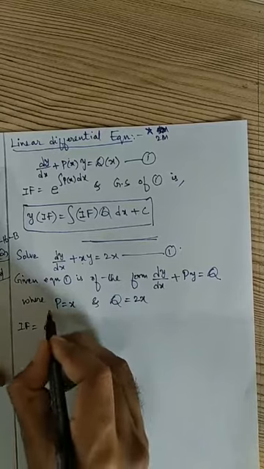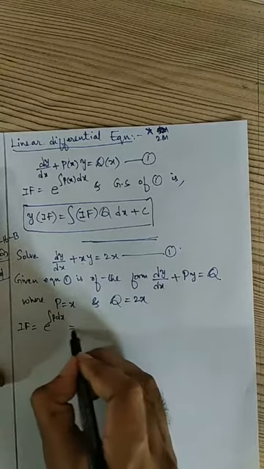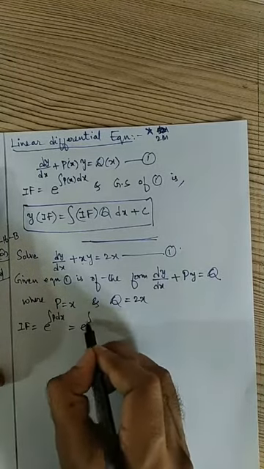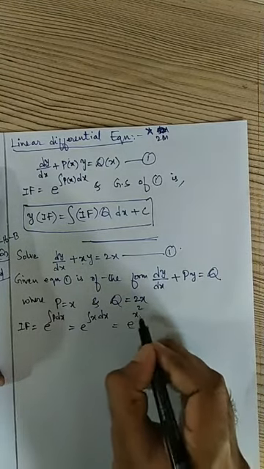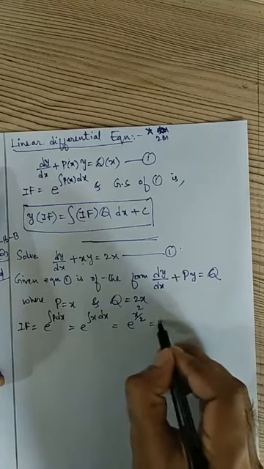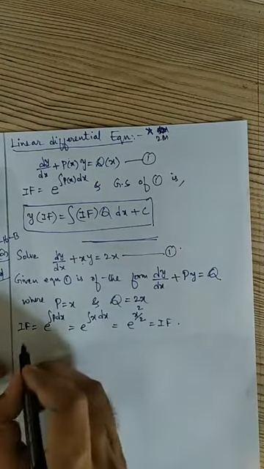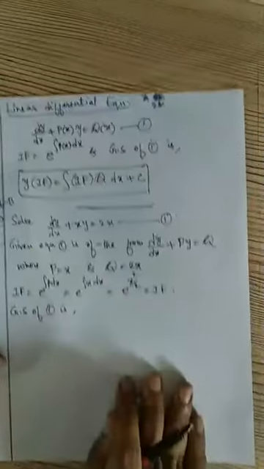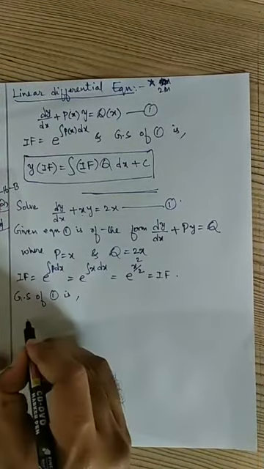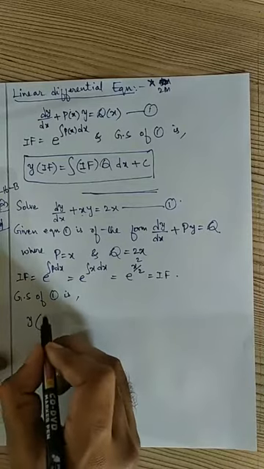Integrating factor equals e power integral p dx, which is equal to e power integral x dx. E power integration of x is x square by 2. This is the integrating factor. Then the general solution of 1. So what is the formula? Here is the formula: y into integrating factor.